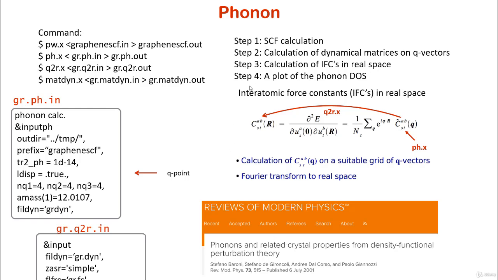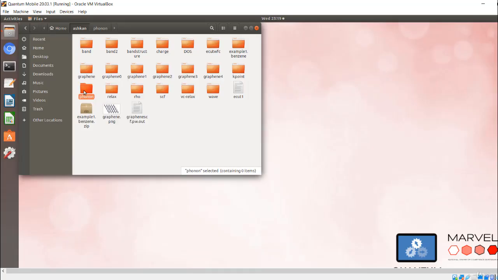To do phonon calculation, we do 4 steps. The first step is self-consistent field calculation. We did it before. In the second step, we should calculate the dynamical matrices on Q vectors. To do this, we create a folder with the name Phonon and then we copy the contents of the self-consistent field folder in it.